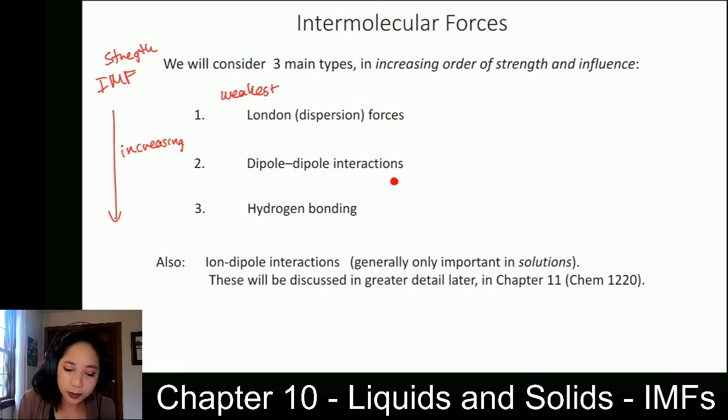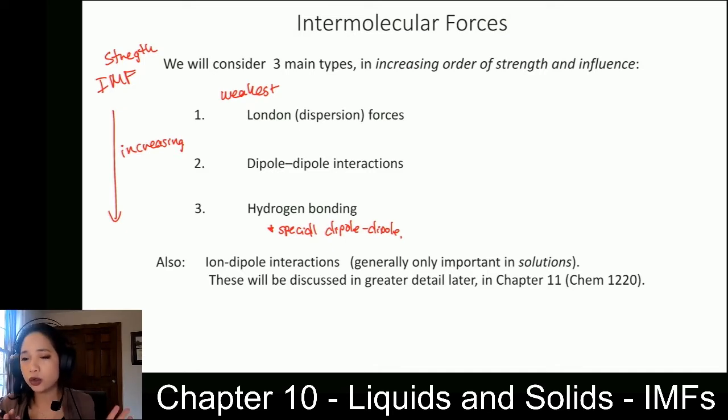And then dipole-dipole interactions are stronger than London. And then finally hydrogen bonding, which is really just a special kind of dipole-dipole interaction with certain criteria, but it makes for a very, very strong dipole-dipole interaction. And so that's hydrogen bonding. And then finally, ion-dipole interaction is really only important in solution chemistry, and that'll be talked about in 1220.